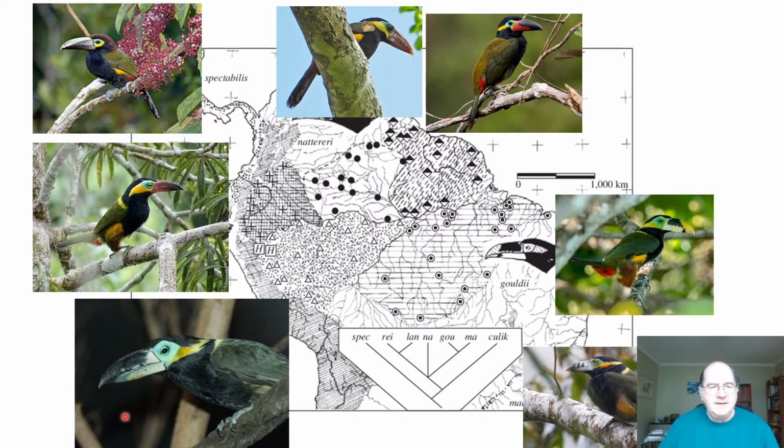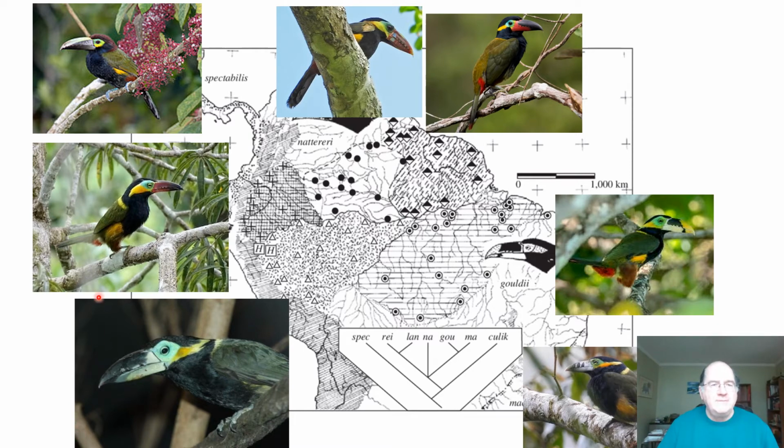So here we see a series of species of closely related birds in the genus Selenidera. The map in the background is a fairly old map of the distribution of these different forms, and I've superimposed photographs of the birds because, as you can see here, this is the same species as this. It's just much more evocative and colorful to actually see the birds themselves. But what can we see?